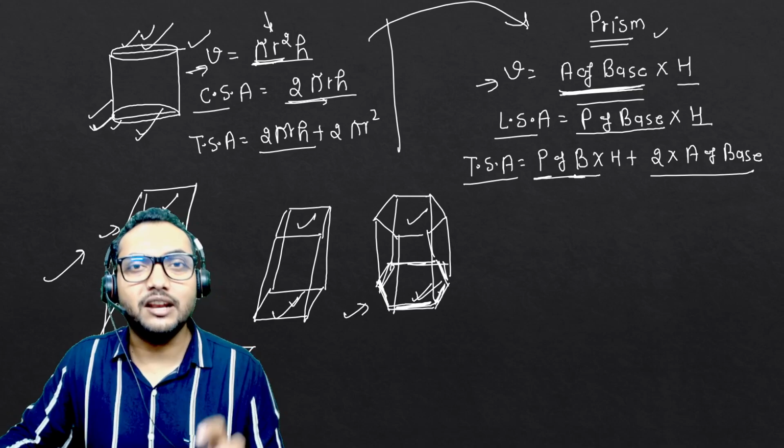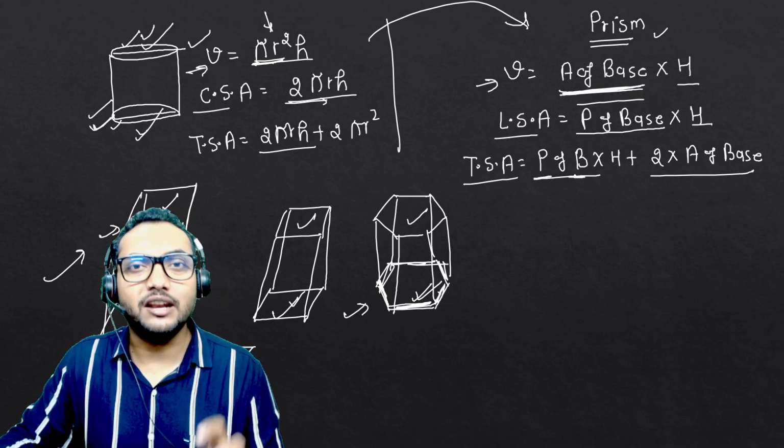Area of two identical surfaces, right? Otherwise, you can write it as 2 multiplied by area of base. This is also the same. Now, perimeter of base. So what is the base? The base is actually a regular hexagon. That means you have to find out the perimeter of the regular hexagon.